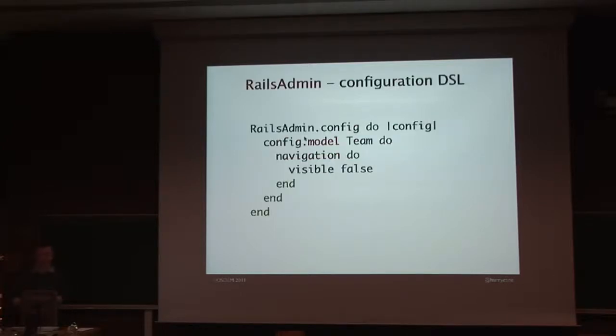Also, since I stopped working on the Ruby Summer of Code in September, we now have 1,200 watchers on GitHub. It has been translated into 12 languages, and the configuration DSL has been written by the community. So a lot of people contribute to our application, and this is a sample of the configuration DSL. If you want to hide a model in your application, you just do this, and the model disappears.